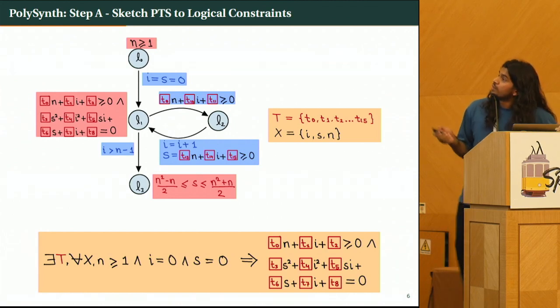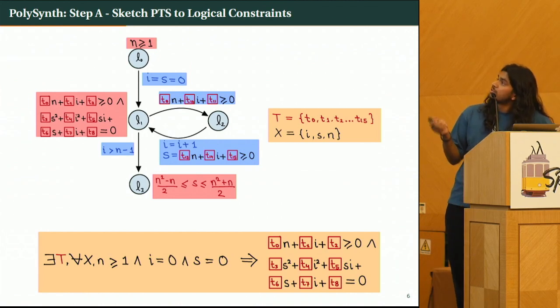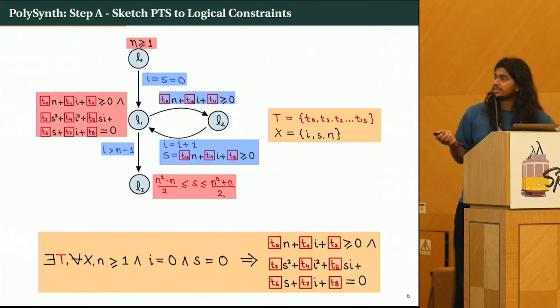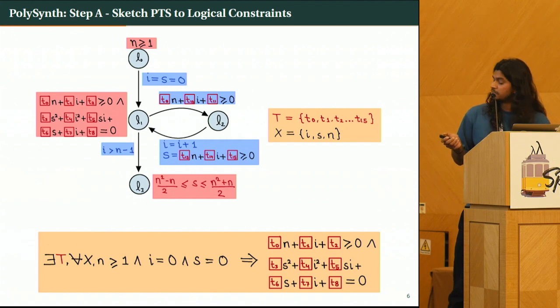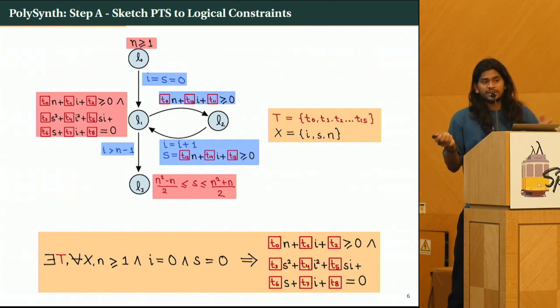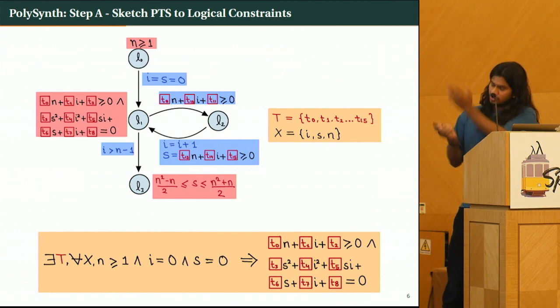Now, what do we do now? Because you have a sketch PTS, when you do the conversion, you actually get this kind of constraint, which has symbolic coefficients. And the task is to solve all the constraints such that, for the symbolic variables, all the constraints become true.